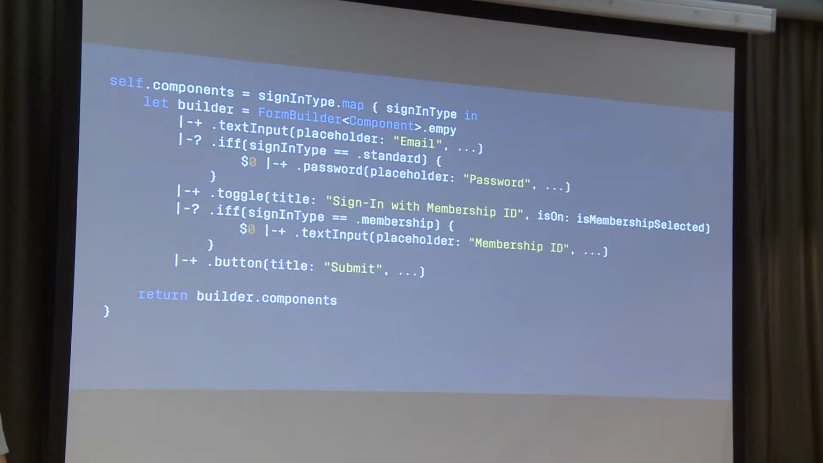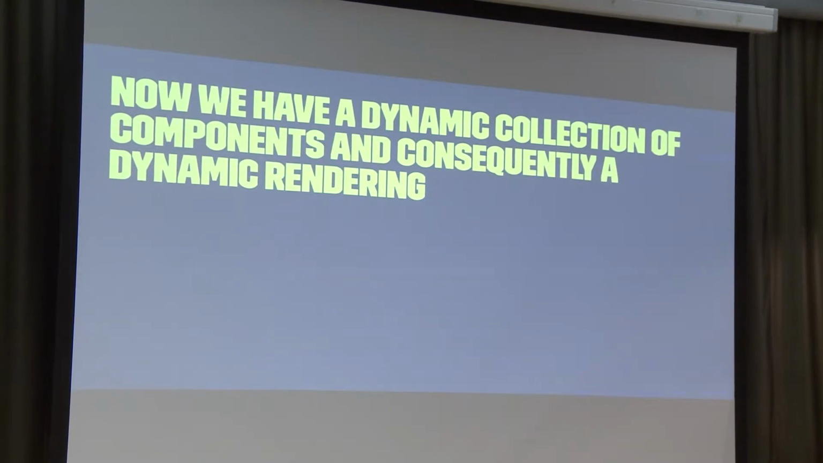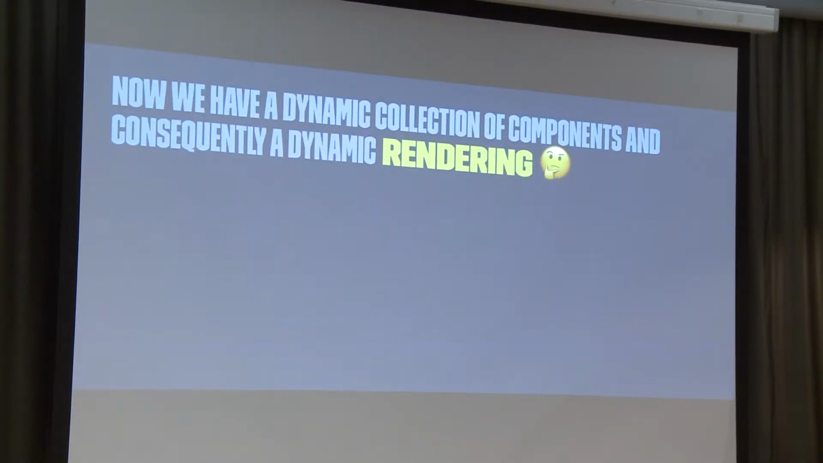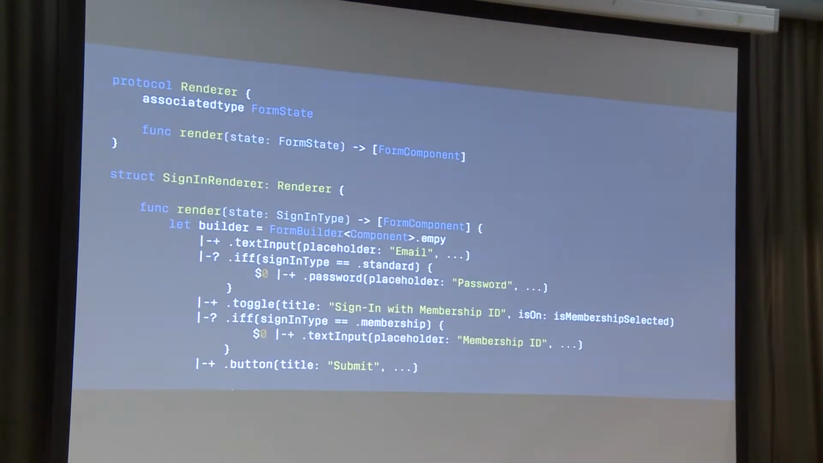Here we can see which states can affect the form and in which components we are changing the form considering the state. So considering that we now have a dynamic collection of components, it means we have a dynamic rendering. And look at the word rendering, because we are essentially doing a virtual rendering of the form every single time the state changes. So we can define a renderer to render the collection of components for each state. So we can shift the code and have this in a separate entity called renderer, okay? And it essentially does all of this.